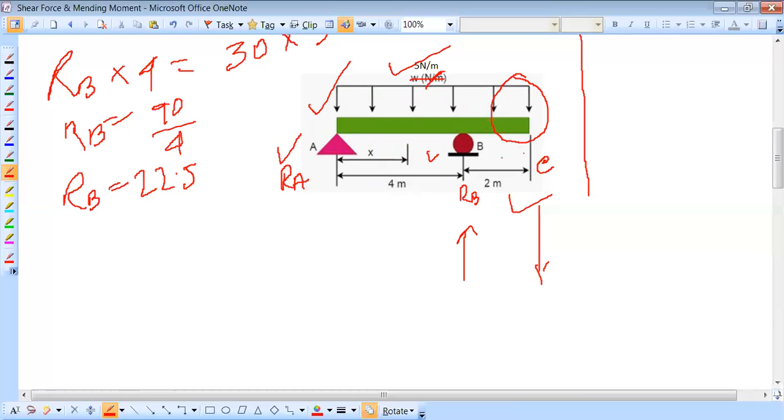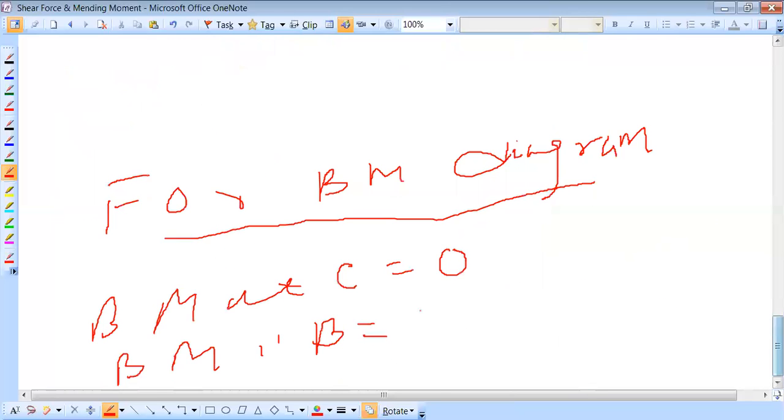So it is 2 meters, that means 2 into 5, 10, and distance taken from 1. So minus 10, and take distance 2 by 2, means half, that means 1. So that is minus 10 Newton into meter.